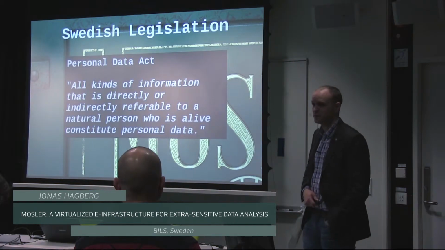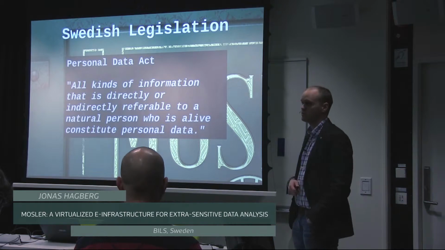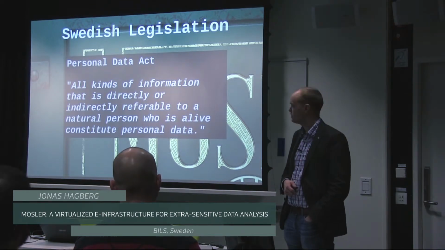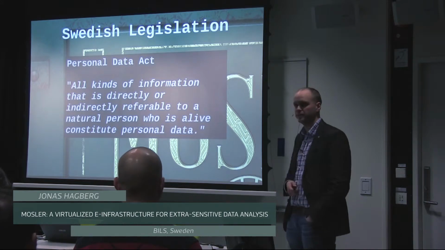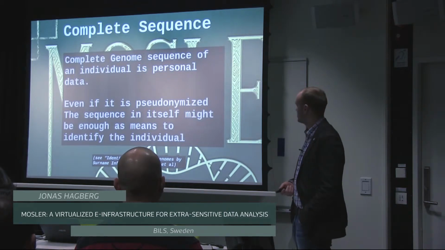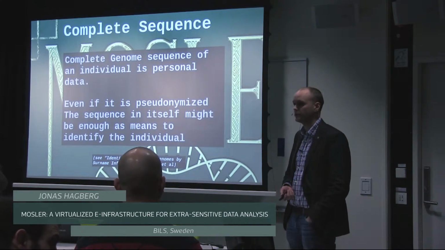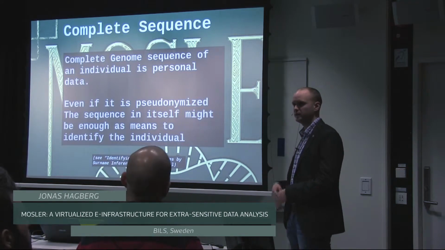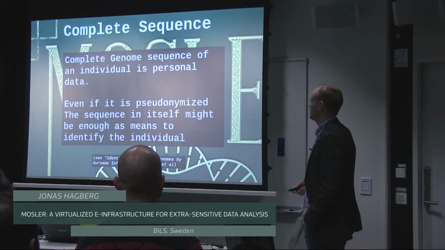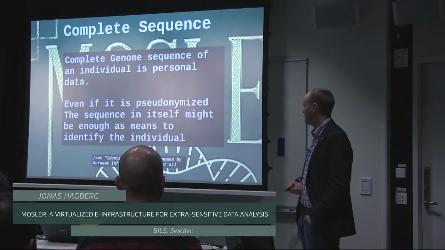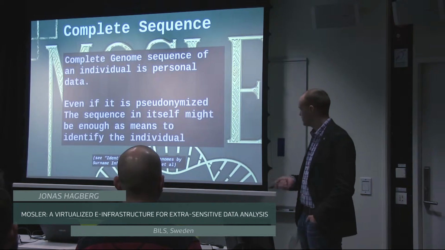Some background. In Sweden we have Swedish legislation, the Personal Data Act, and all kinds of information that is directly or indirectly referable to a natural person is considered personal data. And researchers want to do research on personal data. One kind of data is the complete sequence of an individual, and that is personal data. Even if you are not storing the names and the personal ID, the data itself may be enough to identify the individual. And there's a paper about this that you could read.